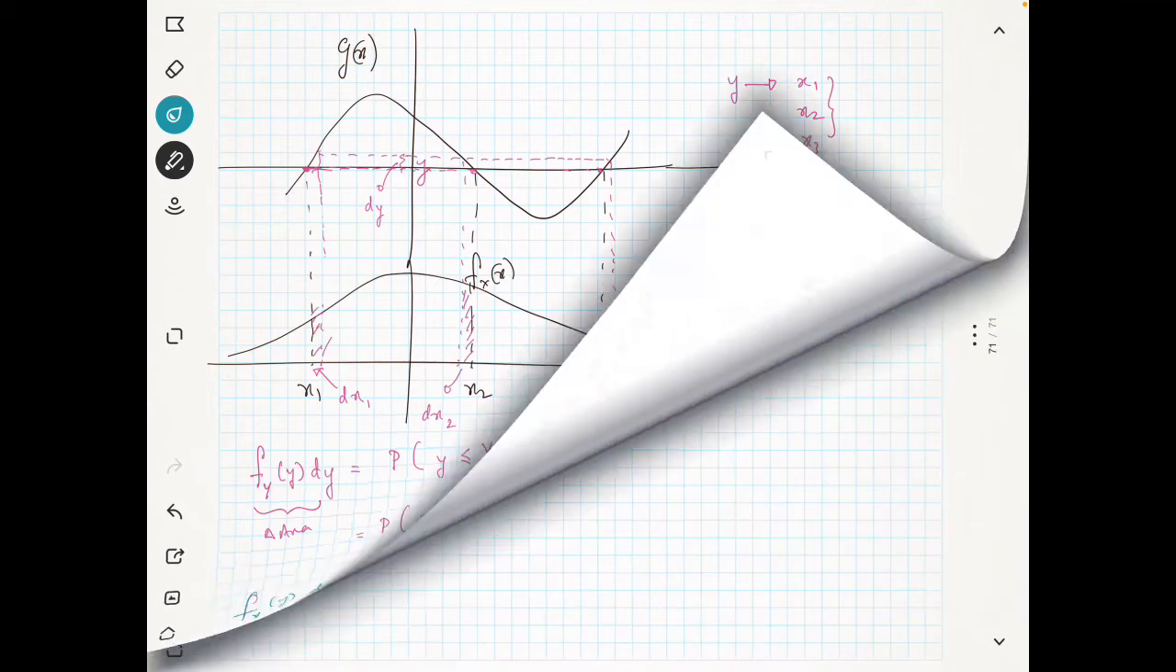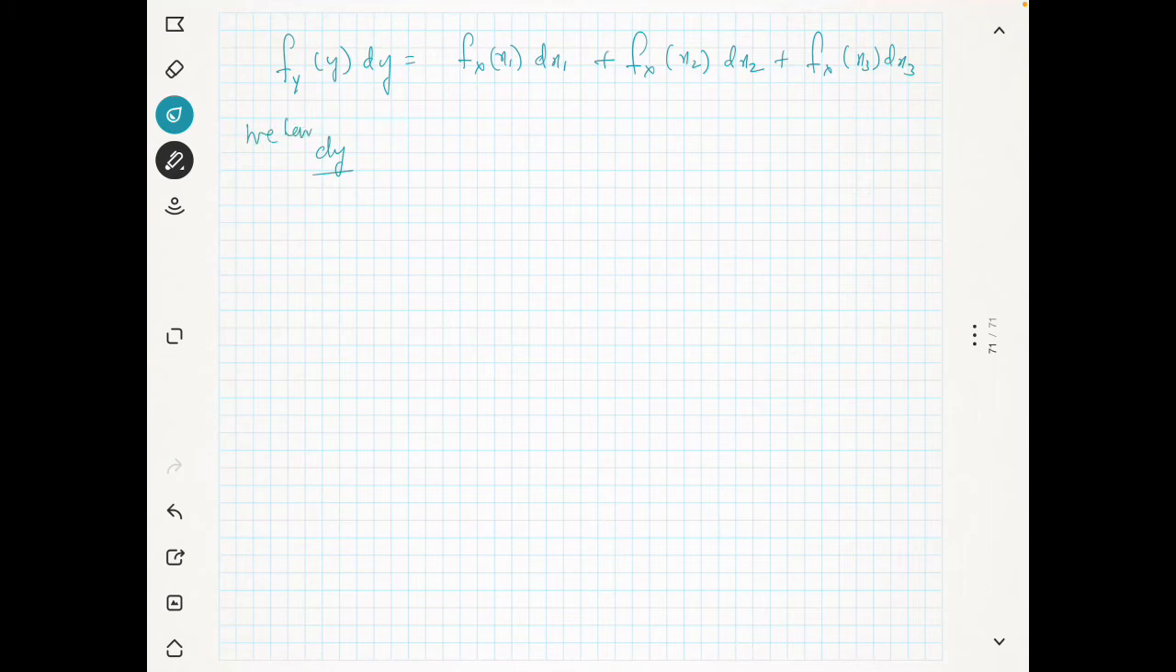So you have fy of y into dy equal to fx of x1 into dx1 plus fx of x2 into dx2 plus fx of x3 into dx3. But you know that dy by dx is nothing but your g dash of x. So dy by dx1 is nothing but g dash of x1. So we will have the proof like this.